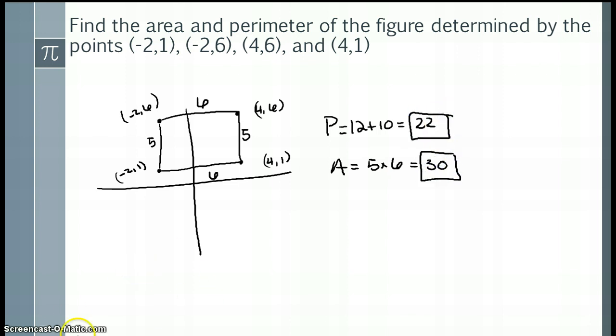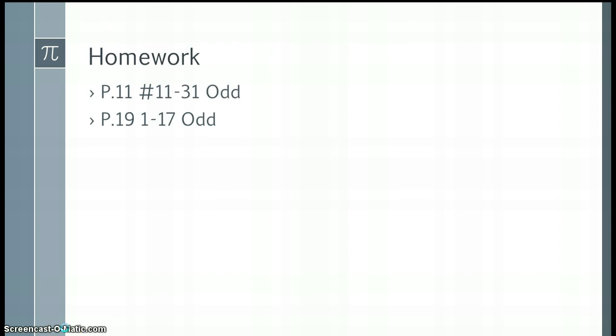If not, we'll talk about them tomorrow. You're going to have some in-class assignments on page 11 and 19. They're odd, so you should be able to check your answers in the back of the book. I look forward to going over questions with you tomorrow.